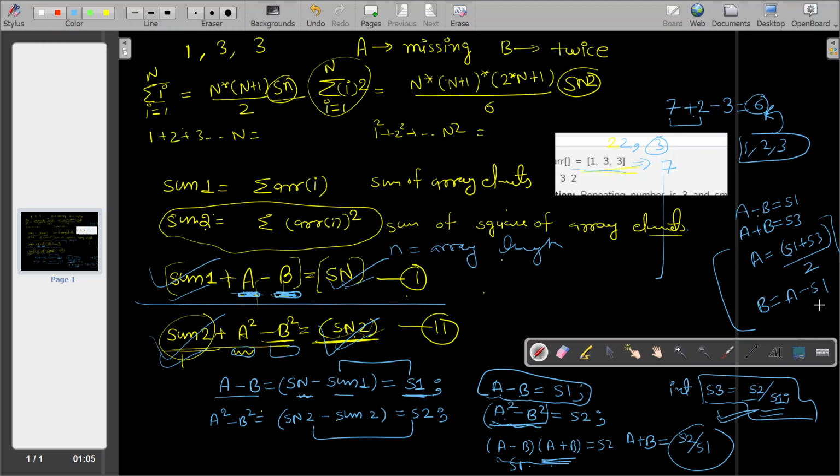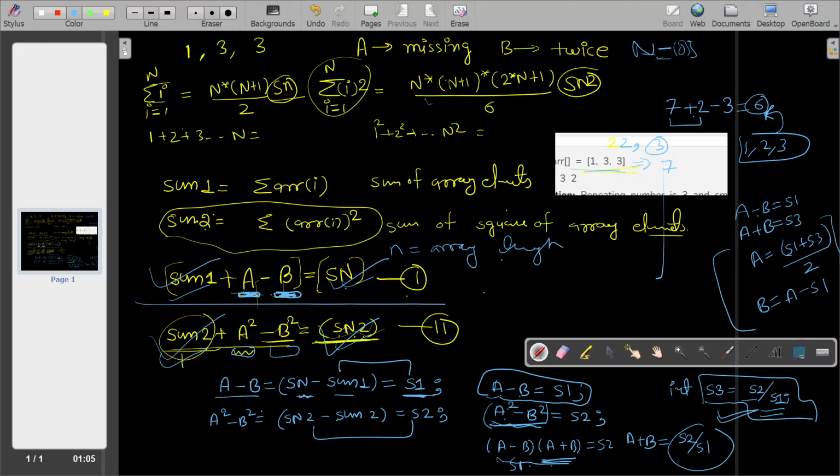The important thing here is that the summation of squares will be in long. Since n is around 10 to the power 3, the array length can be up to 10 to the power 3 or 4. So the summation of squares will be cubic in n, something like n cube by 6, and it will be more than 8, so we have to save everything in long.